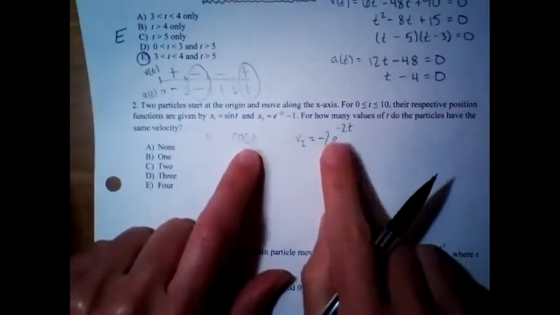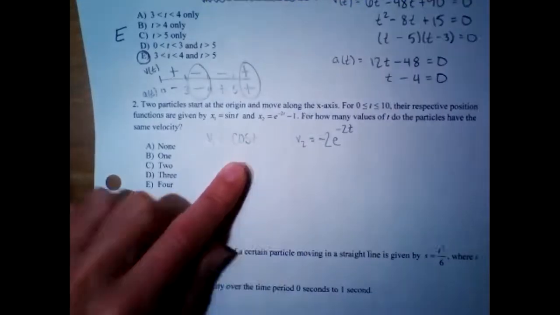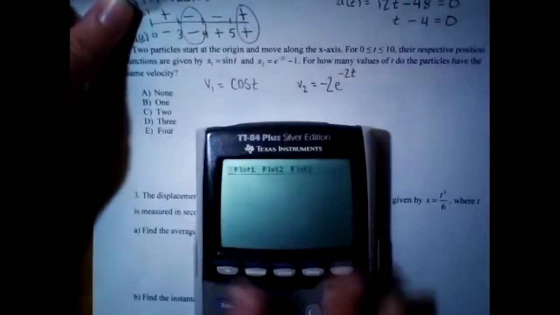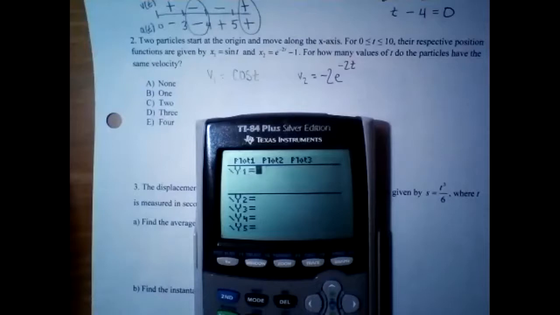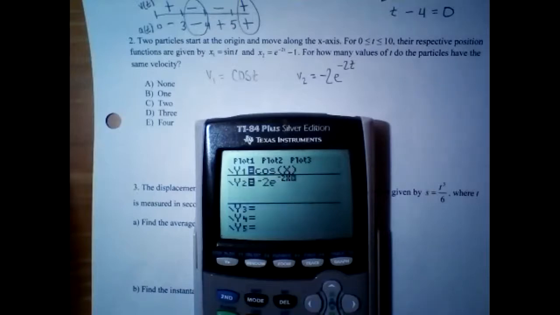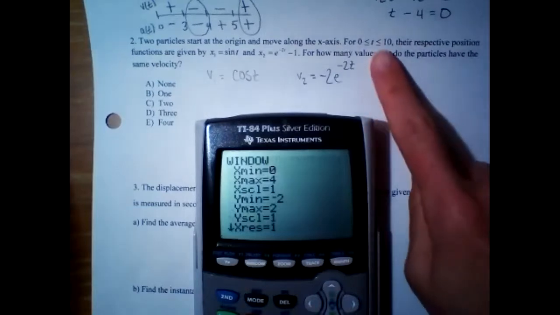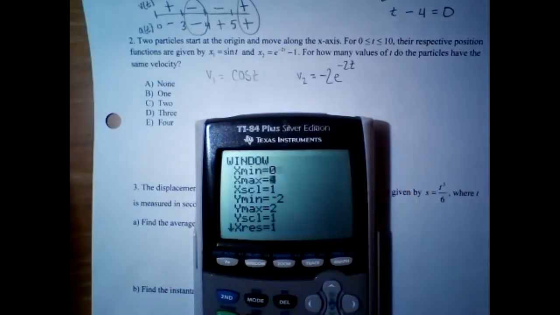So these are the two velocities. I want to set those equal. So in my calculator, in y equals, I'm going to put cosine in y1, and then negative 2 e to the negative 2x into y2. And again, don't hit graph. Make sure you change the window to what was given. X is 0 to 10. And then we're going to hit graph.